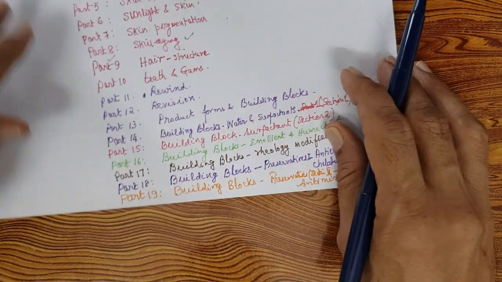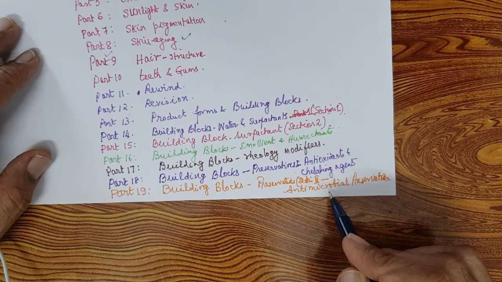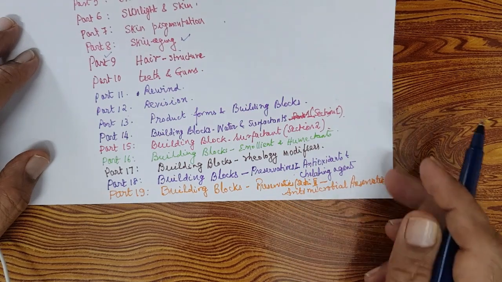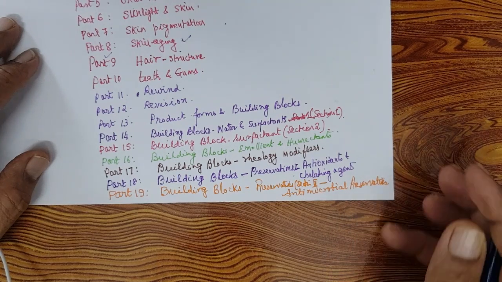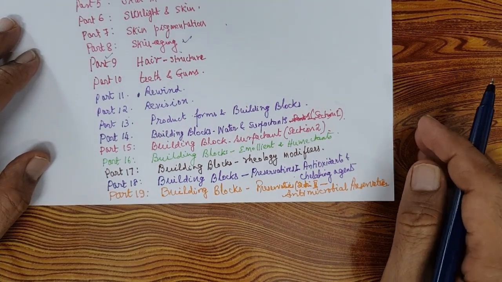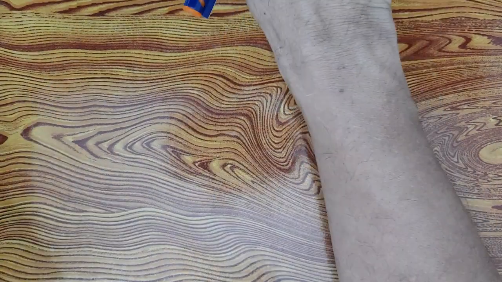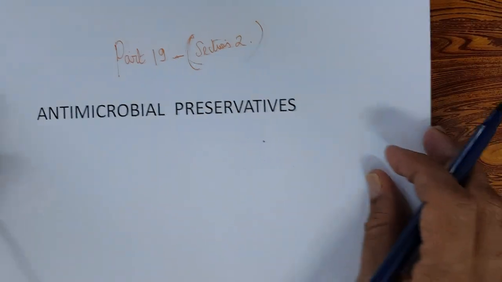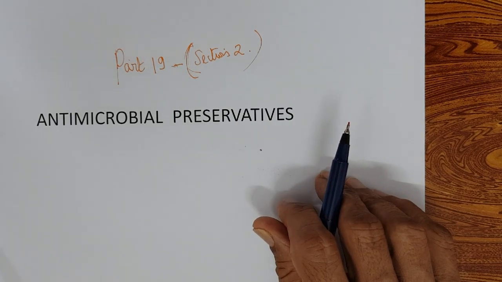Part 19 is building blocks, preservatives, section 2. In section 1 we discussed antioxidants and chelating agents. So in section 2 we will be discussing antimicrobial preservatives.